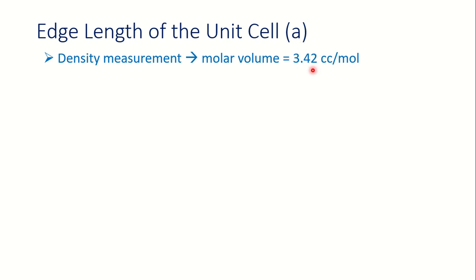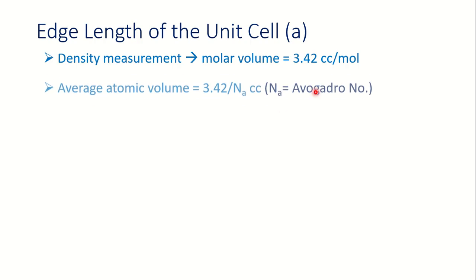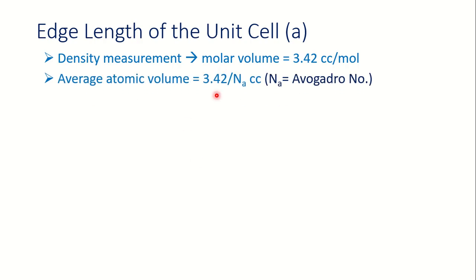So this volume has been occupied by Avogadro number of atoms. Therefore, the average atomic volume should be obtained by dividing this number by Avogadro number. So the final result is 3.42 divided by 6.02 into 10 to the power 23 cc, and this is nothing but 5.674 into 10 to the minus 24 centimeter cube. This is the average atomic volume of the carbon atoms within diamond.